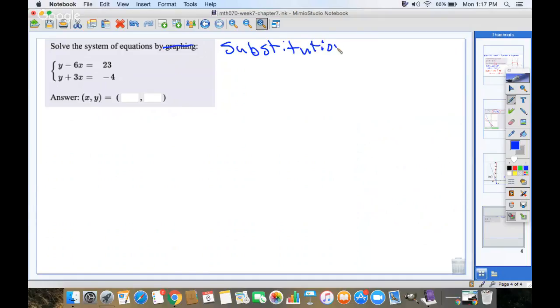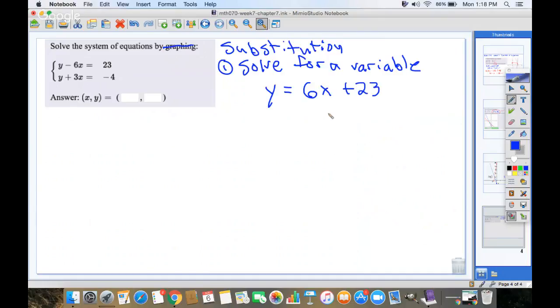The way substitution works is you solve for one variable, so for example, in the first equation, I can easily solve for y by adding the 6x to the other side. So I'm going to get y equals 6x plus 23. And then what you do is you use that to plug in or substitute into the other equation.